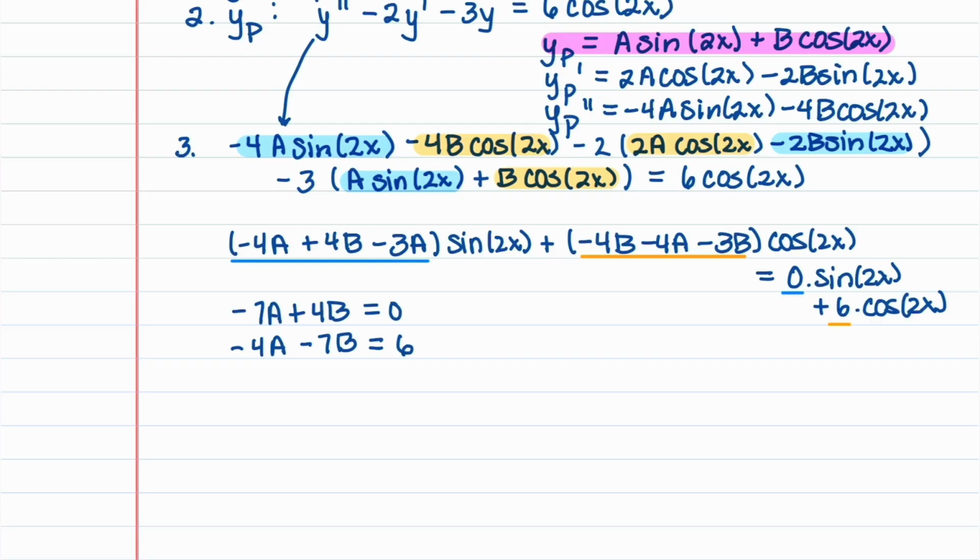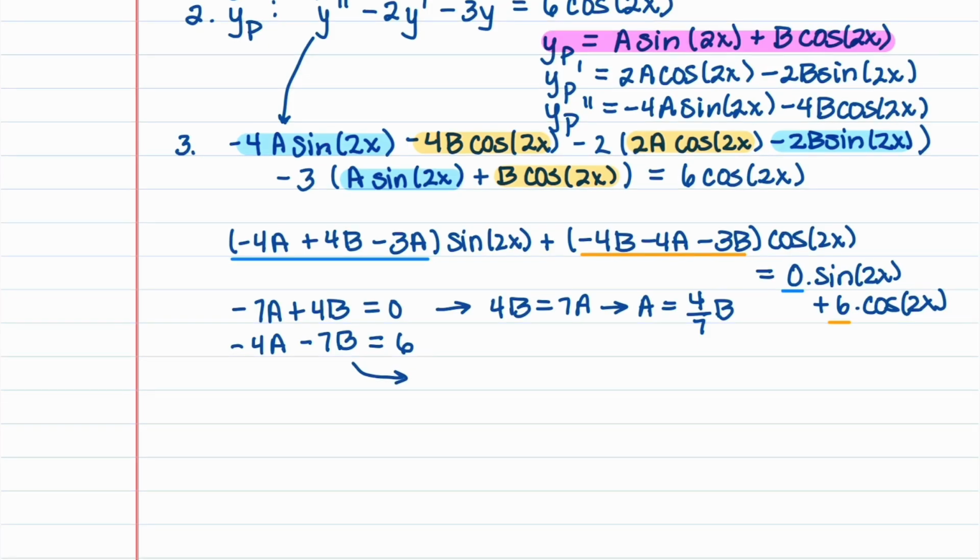I'm just going to use basic algebra, and I am going to say that for this first equation, we can solve for a, and we get 4b is equal to 7a, so that tells us that a is equal to 4 over 7 times b. And then we can substitute that into our second equation.